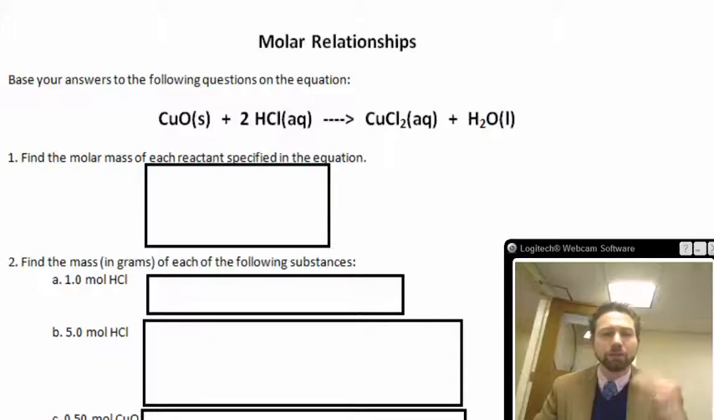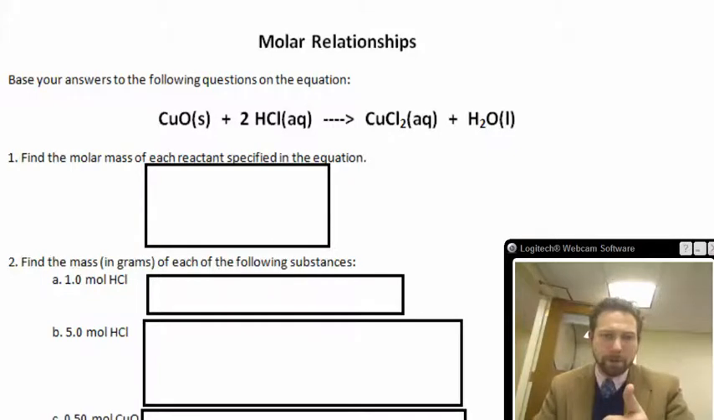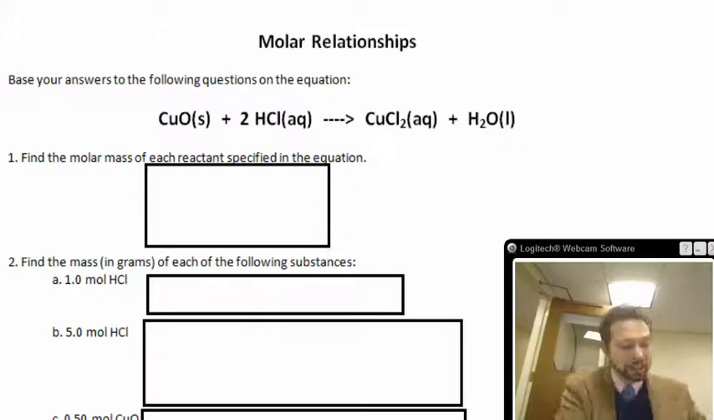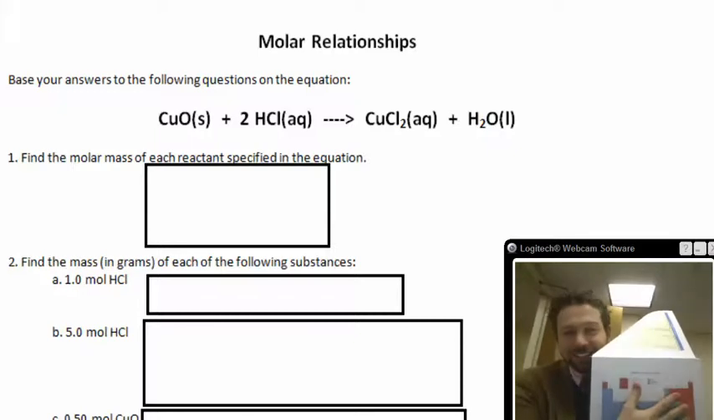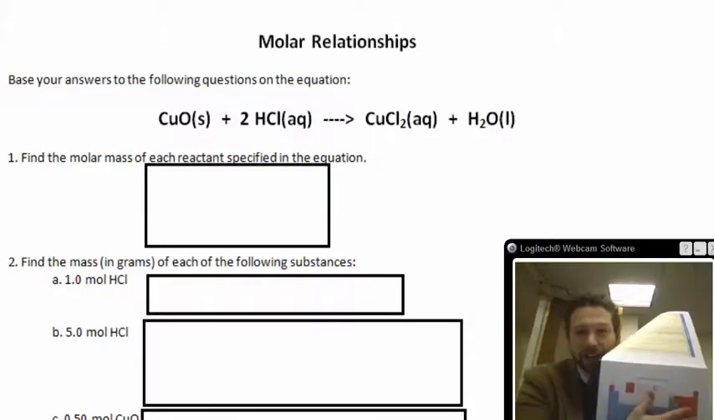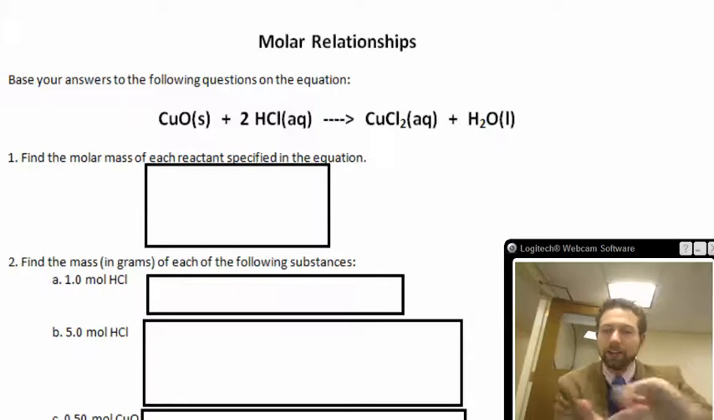So, number one, find the molar mass of each reactant specified in the equation. There are two reactants, right? Copper oxide and hydrochloric acid. Step one, molar mass. When we're talking about molar mass, we need to have our periodic table of elements. Again, we love it. So have it out. I have it right here. Always have it handy.